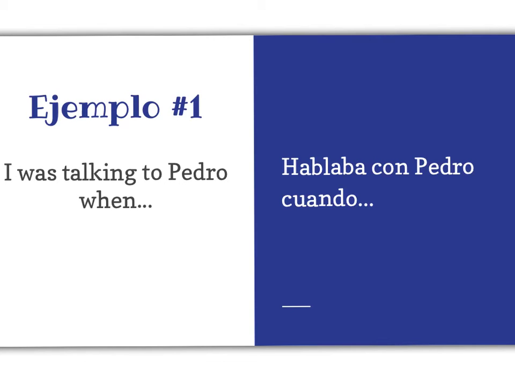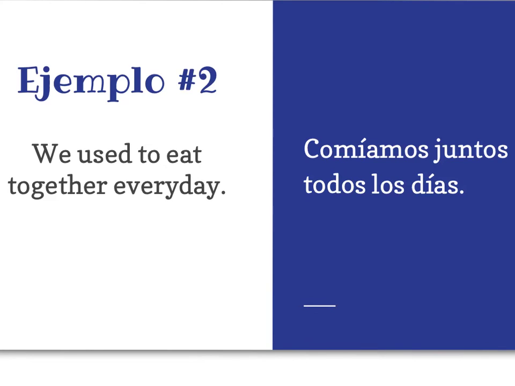So, número dos, comíamos juntos todos los días means we used to eat together every day. If I use preterite there, comimos juntos, I couldn't say every day because that implies that it was a habitual action. But comimos means we ate together. It was a completed action, not we used to, not we were eating, completed.